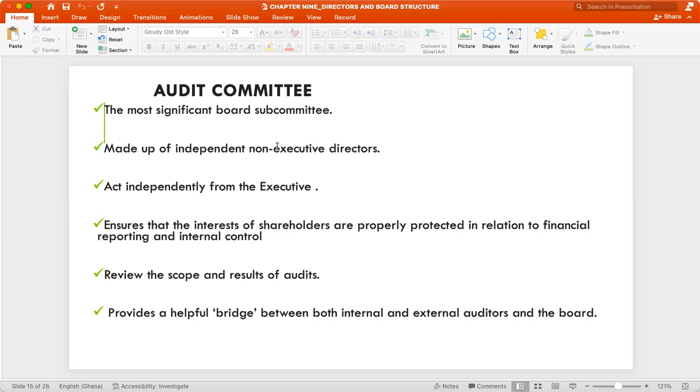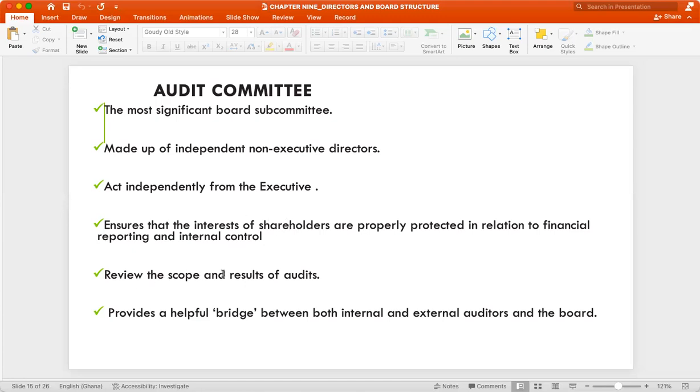They shouldn't be part of the management of the company because the audit committee will be auditing the executives of the company. Act independently from the executive. So it's similar to this. They are supposed to be independent of the executive because they will be auditing or scrutinizing the activities of the executive. Ensures that the interests of shareholders are properly protected in relation to financial reporting and internal control. Okay, so basically that is what they are supposed to do.